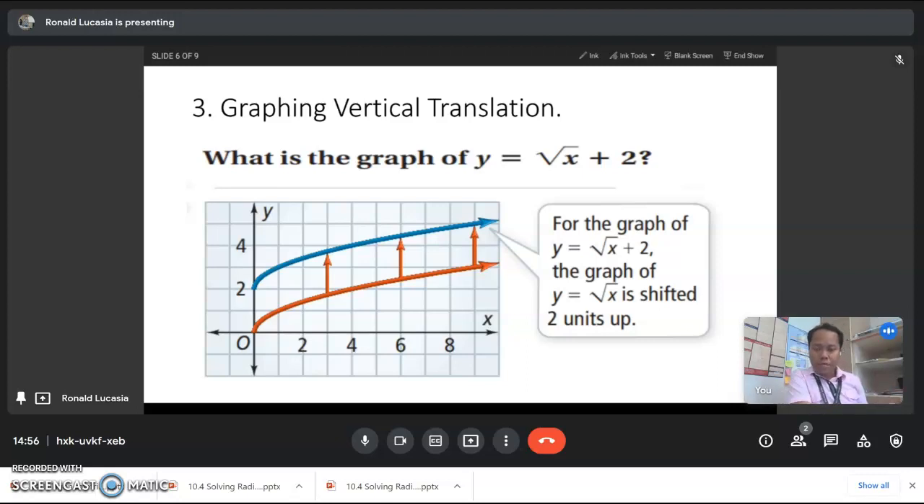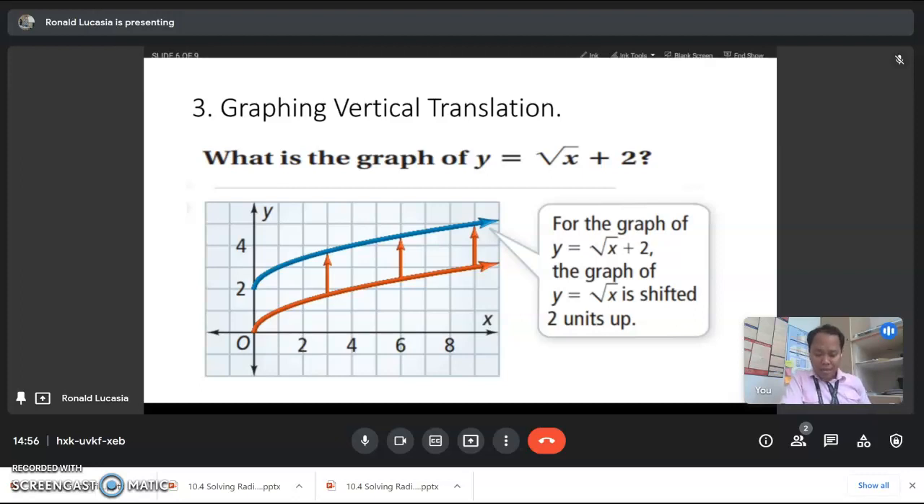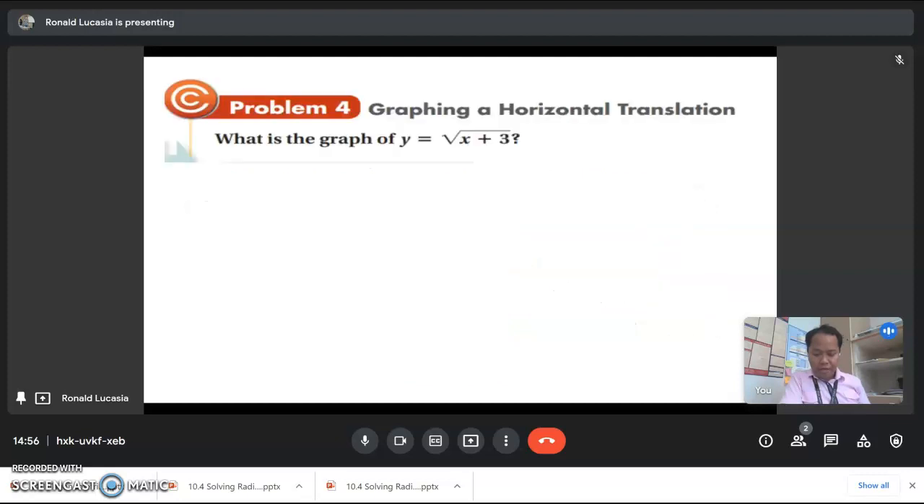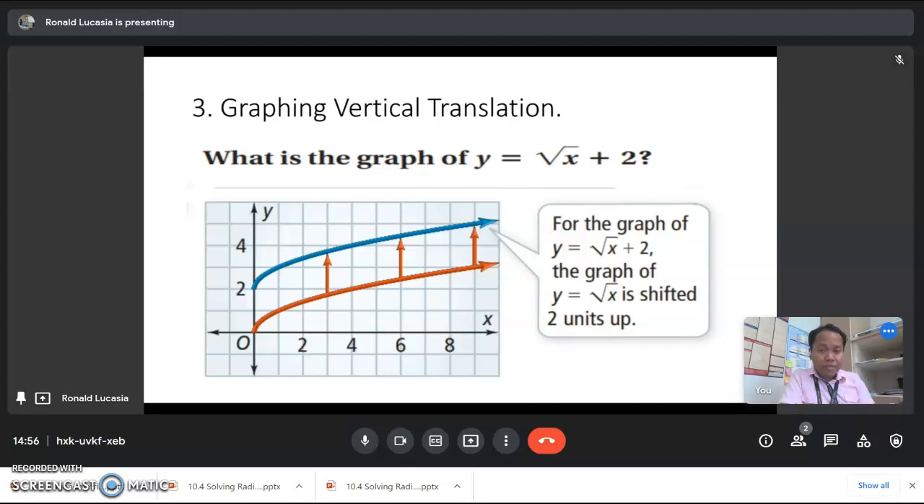Okay, so I hope you understand how to find the domain of the given square root function. We are only concerned about what's inside the square root sign, and the value of the expression inside the square root sign must be greater than or equal to 0. So this time, let's try to find the graph of the square root of x plus 2.